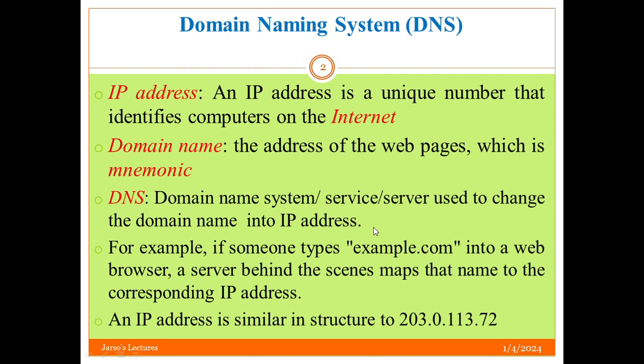For each of them, there is a corresponding IP address. So look, a server behind the scenes maps the name to the corresponding IP address. An IP address is similar in structure to this one. Two categories of IP address are there, two versions of IP address: version 4 and version 6. They are different by the number of hosts they can use.